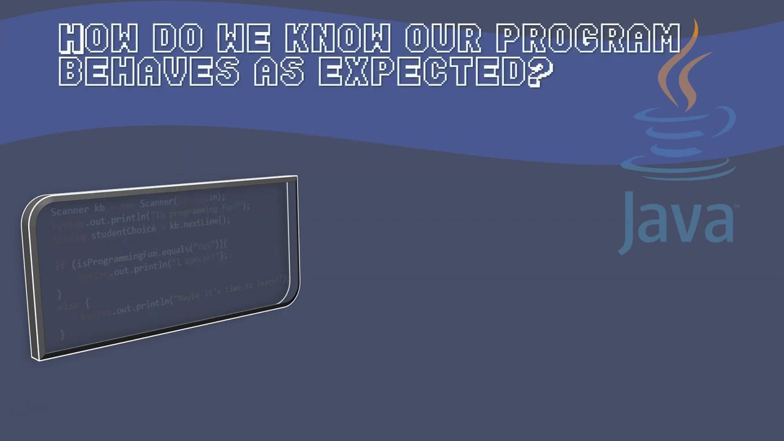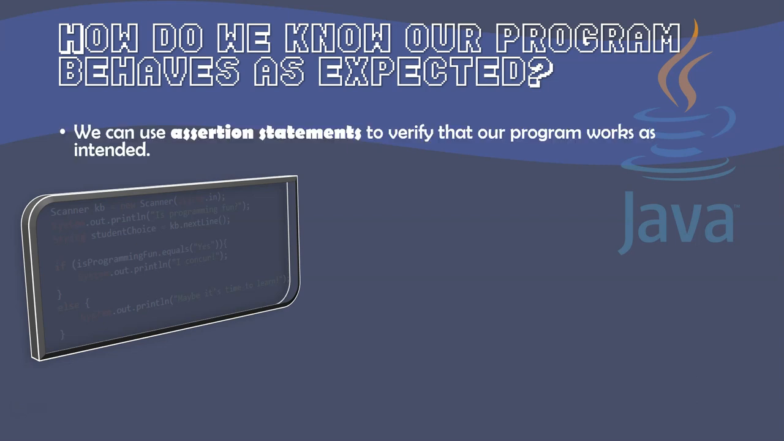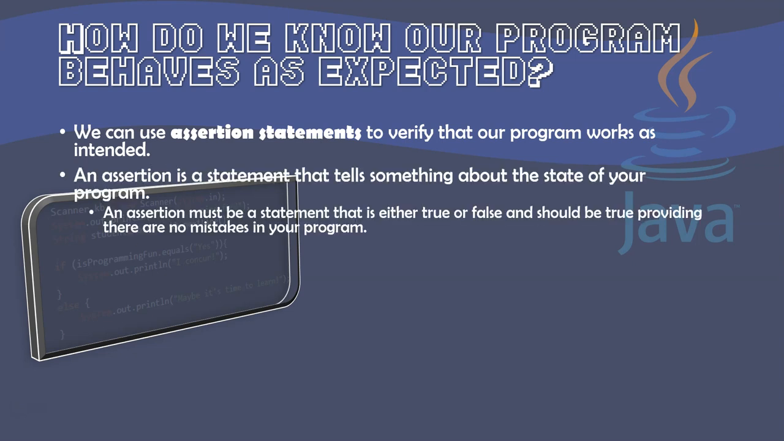So the thing we have to think about is, how do we know our program is going to behave as expected? Well, we can use what's known as assertion statements to verify that our program works as intended. An assertion statement is a statement that simply tells something about the state of your program. Assertions must be a statement that evaluates either to true or false and should be proving that there are no mistakes in your program. So if everything is the way it's supposed to be and you do these assertion checks, they're great ways for you to verify that certain values are certain ways.